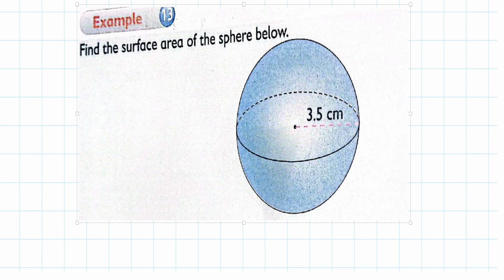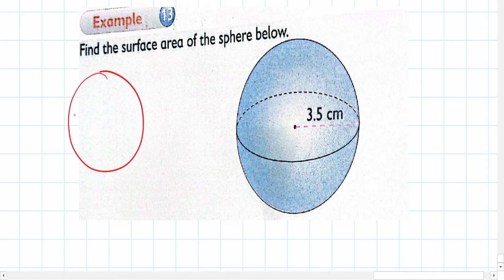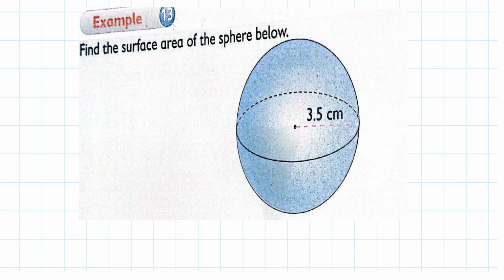This is another solid again. So we're going to search for surface area, to find the surface area of the sphere below. This is a sphere. This is not a circle. A circle is two-dimensional. A sphere is a three-dimensional figure. So know how to differentiate. For example, a football is a sphere and not a circle. Spherical shape.